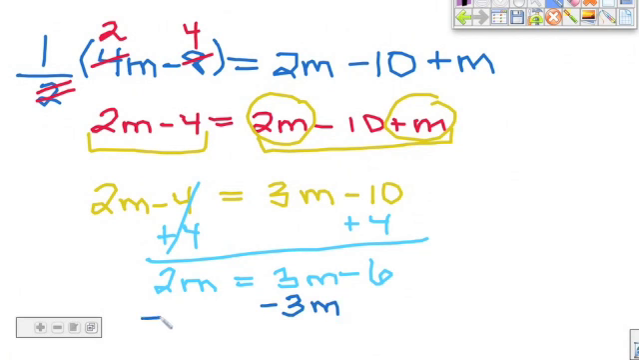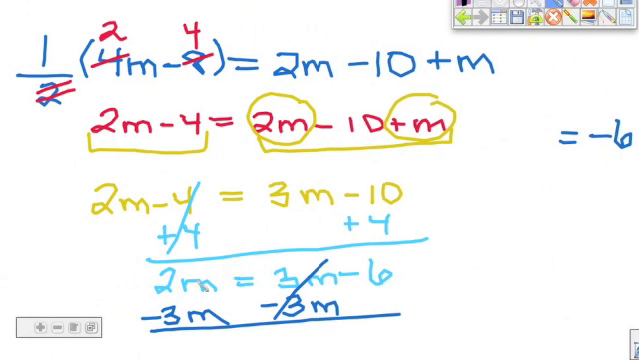And again, friends, it does not matter who you decide to move first or where you decide to move them. Just make sure you watch your signs. These cancel. I'm going to move it over here. We get negative 6 equals, what's 2 take away 3? Negative m. A negative and a negative equal a positive. So the two negatives actually cancel each other out, leaving you the answer of m equals 6.